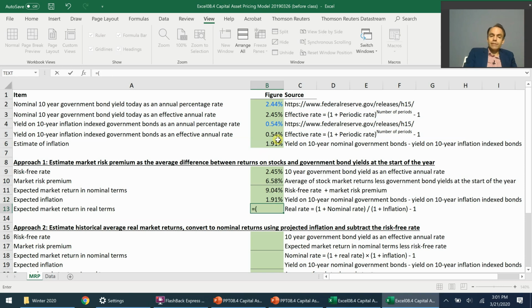I can take my estimate of 1 plus my nominal returns estimate divided by 1 plus my estimate of inflation, minus 1, using the same equation we've used many times for estimating a real rate of return. And this tells me that my expected market return in real terms is 6.99%.